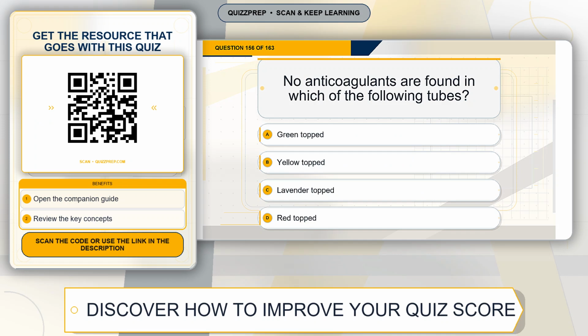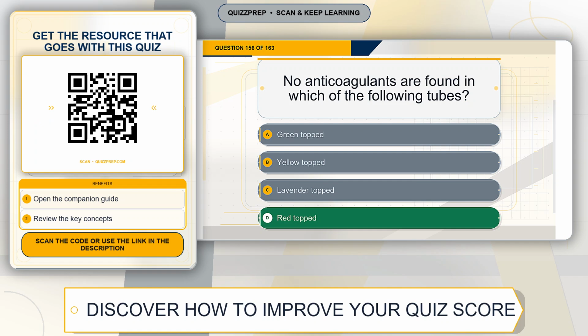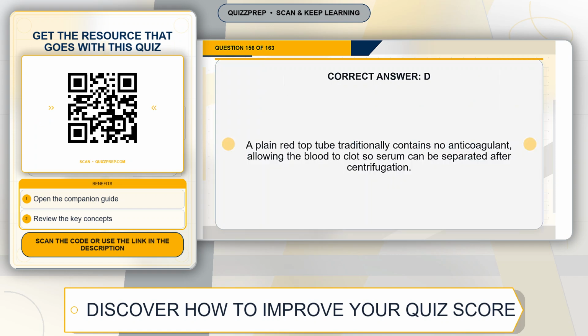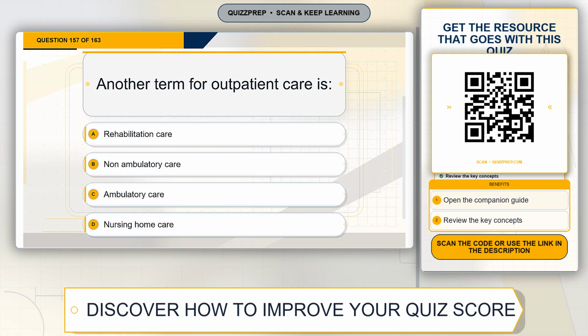Question 156. No anticoagulants are found in which of the following tubes? Option A, green-topped. Option B, yellow-topped. Option C, lavender-topped. Option D, red-topped. The correct answer is option D, red-topped. Explanation. A plain red-topped tube traditionally contains no anticoagulant, allowing the blood to clot so serum can be separated after centrifugation.